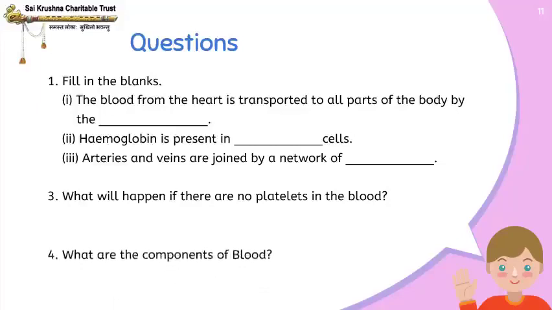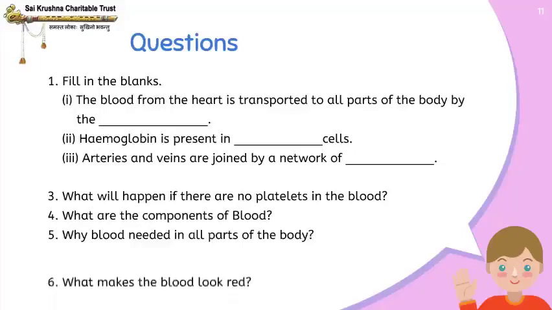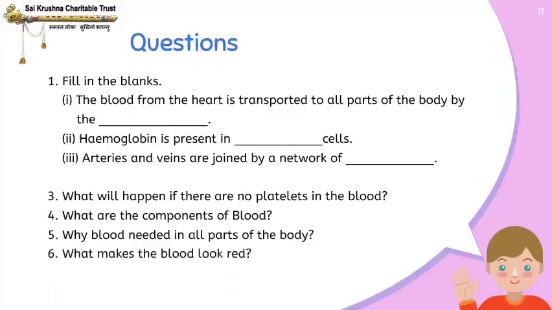What are the components of blood? That also you know a lot. Plasma, red blood cells, white blood cells, platelets. Why is blood needed in all parts of the body? And what makes the blood look red?